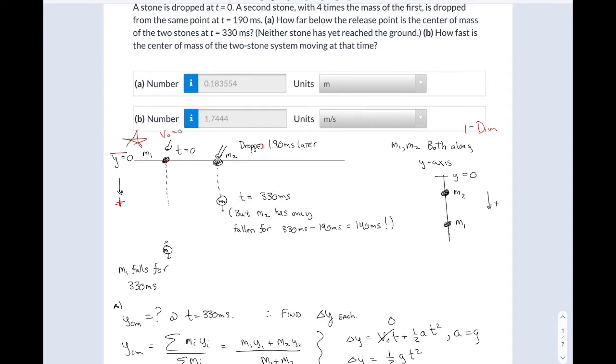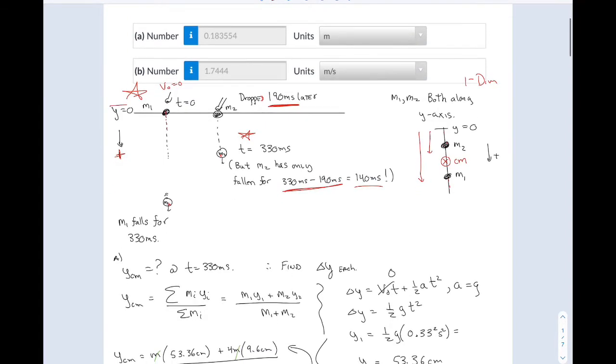for 330 milliseconds. Number 2 is dropped a little bit later, and they want to know, after this one has fallen for 330 milliseconds, where's the center of mass of the system? So this picture here shows that number 2 is up here at that time. Everything in the problem is happening at the 330 milliseconds, but mass number 2 has only fallen for that much time. So basically we need to know how far number 1 has fallen and how far number 2 has fallen.